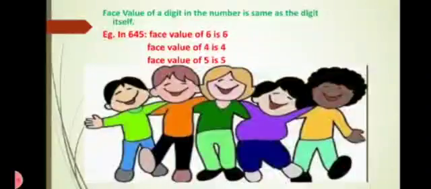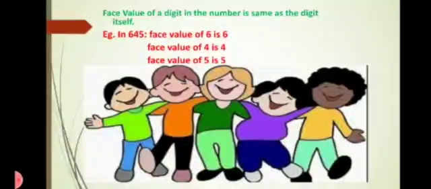Now let's come to face value. The face value of a digit in a number is the same as the digit itself. Let's take one example, say the number 645. Now the face value of 6 is 6, the face value of 4 is 4 and the face value of 5 is 5. So the face value doesn't depend upon the position of the digit in a number. It is the digit itself irrespective of its position.